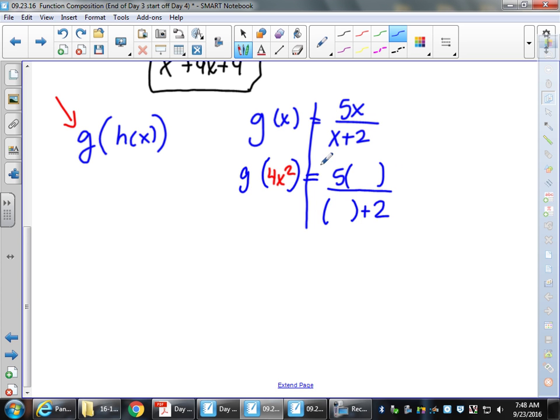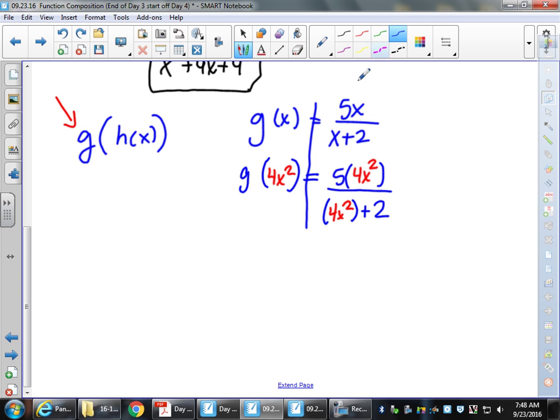So I put up this first because I really want you to picture what you've got. No matter how crazy the fraction, no matter how crazy the function, we're following this as a guide. So wherever my input is, I'm putting in a different input. In this case, what's my input going to be? So wherever that x was present, we are plugging in 4x squared.